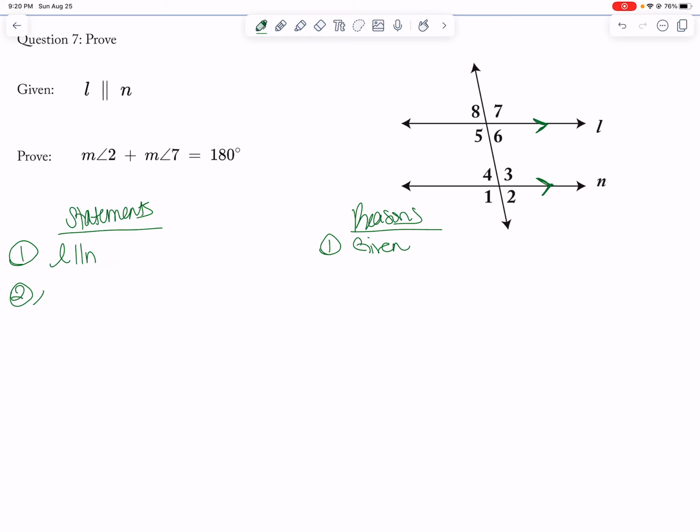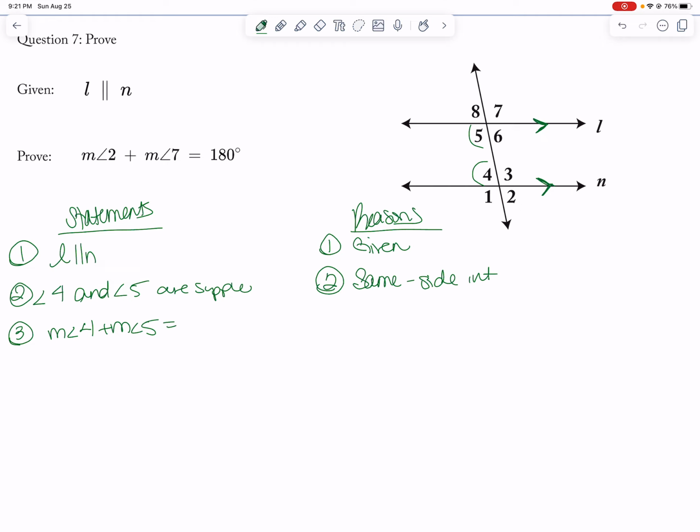And then 2, angle 4 and angle 5 are supplementary. And that is by the same side interior angle theorem. So 4 and 5 are 180. So that means that measure of angle 4 plus measure of angle 5 equals 180. And that is the definition of supplementary angles.